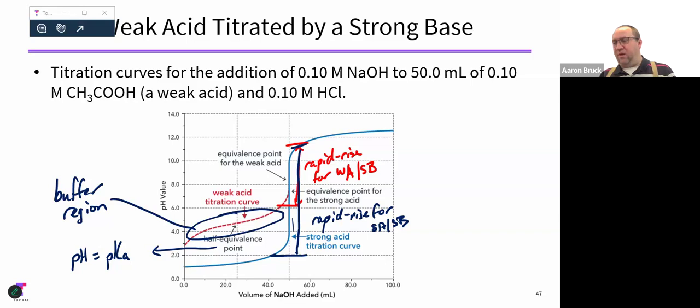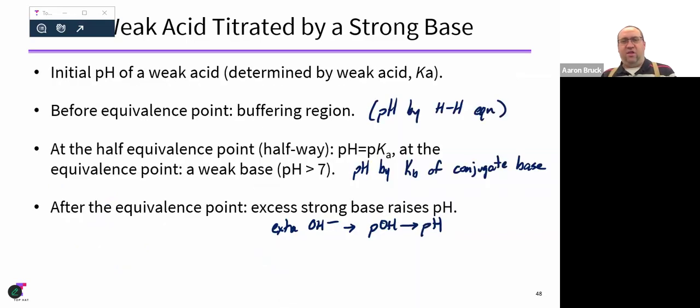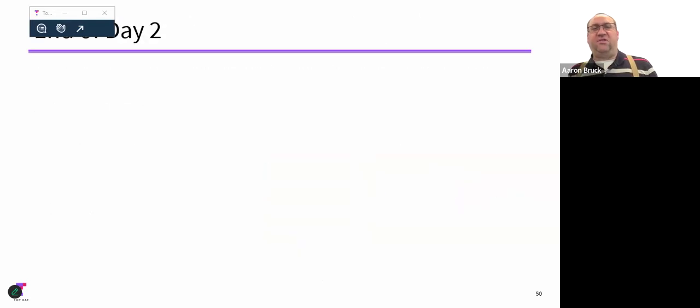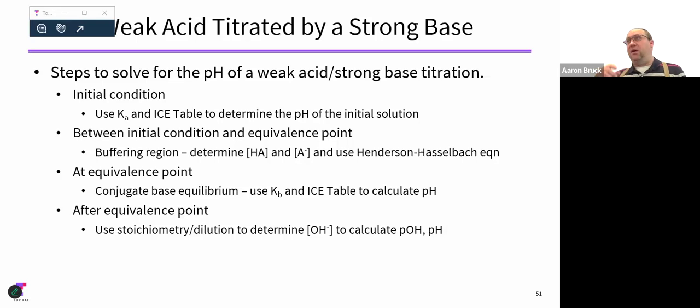Now we're going to start to look at the 4 regions of the weak acid titration, and start looking at calculations for how to determine the pH in each of those regions. The 4 regions of any titration curve are as follows. There is the initial condition. For a strong acid or a strong base, we just converted that directly into pH for acid or pOH for base, and we went on our merry way.